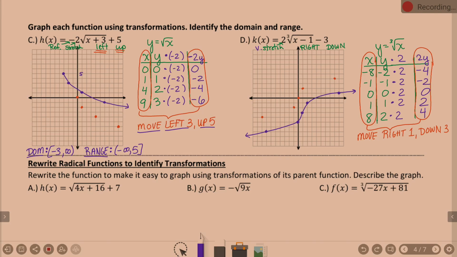Right? The cube root is going to have both domain and range all real numbers, or if we're writing it in interval notation, we're going to say -infinity to +infinity. Sorry, I'm short on room, so you're getting the short version here. Negative infinity to positive infinity.